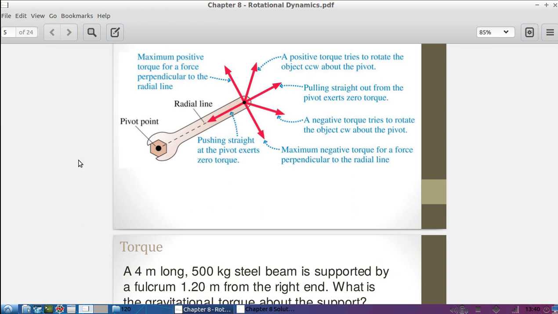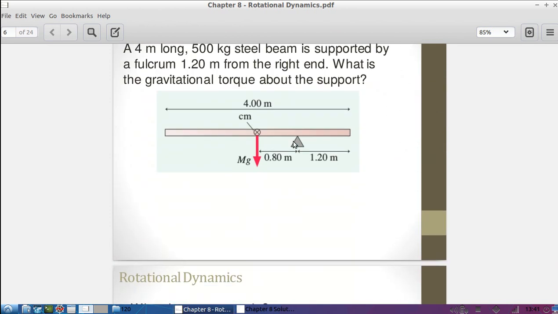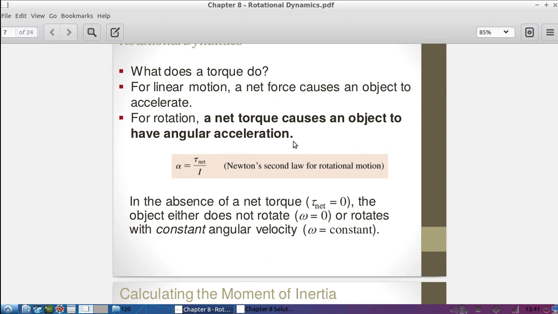But since we're applying a torque now, we're causing it to accelerate in the clockwise or counterclockwise direction, so that's an angular acceleration. So this is Newton's second law for rotational motion. Alpha takes the place of a, tau takes the place of F. But it's not just dependent upon the mass of the object. It's dependent upon some other property of the object. It's not just how massive it is.